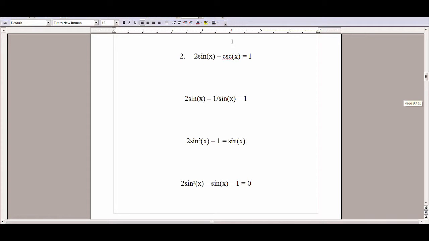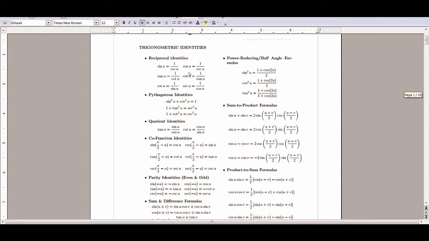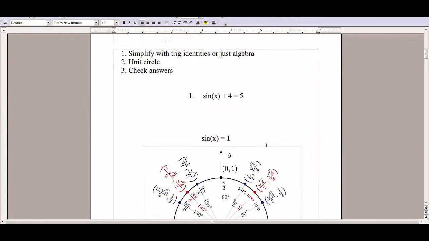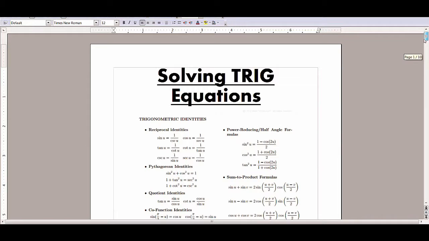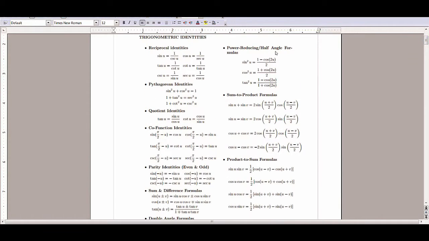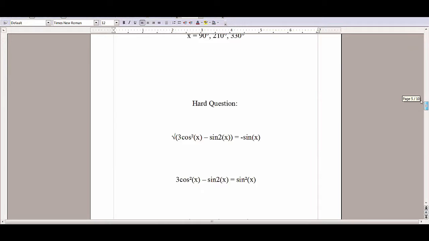2 times sine x minus cosecant x equals 1. That is a little bit harder, so you're going to have to use some trigonometric identities. You use these to figure out that cosecant equals 1 over sine. I don't know where that is. Oh, here we are. So sine equals 1 over cosecant. If you didn't know that, it's right there.